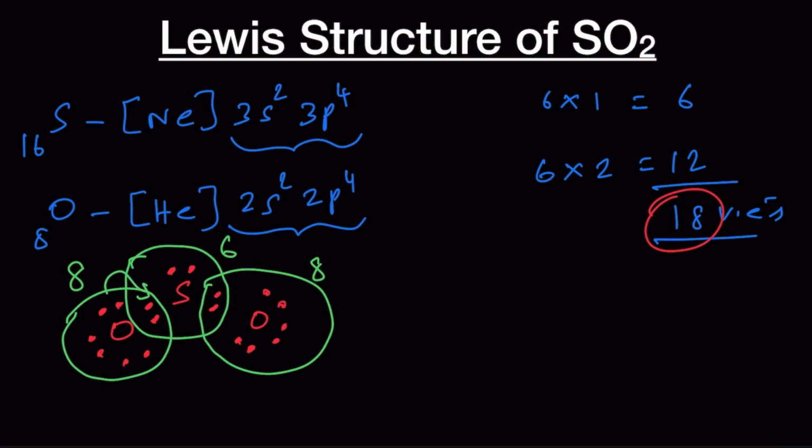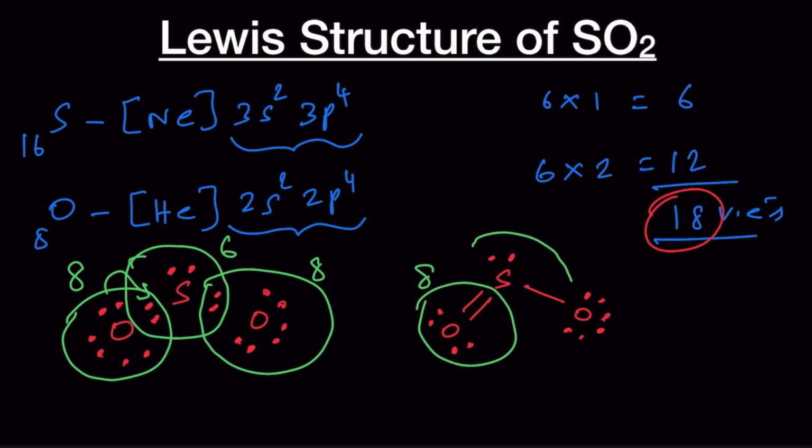Therefore, let's write it this way. Sulfur and then 2 bonds and then oxygen and then 2 lone pairs, and then on this side single bond between sulfur and oxygen and then 3 lone pairs and then 1 lone pair on sulfur. Now all atoms do satisfy the octet configuration. You might think that this is the best Lewis structure for SO2, however it is not.